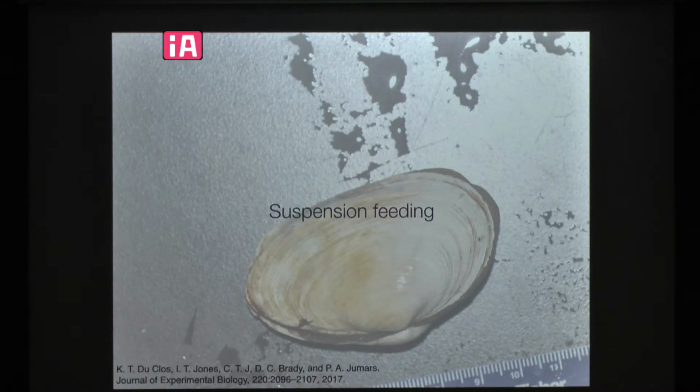So I'll just start out with a little bit of background on suspension feeding. This work was done at the University of Maine. I was advised by Pete Umars and Damian Brady, who helped out a lot on this work, and I also had some help from some undergraduates, Ian Jones and Tyler Carrier. He helped too.